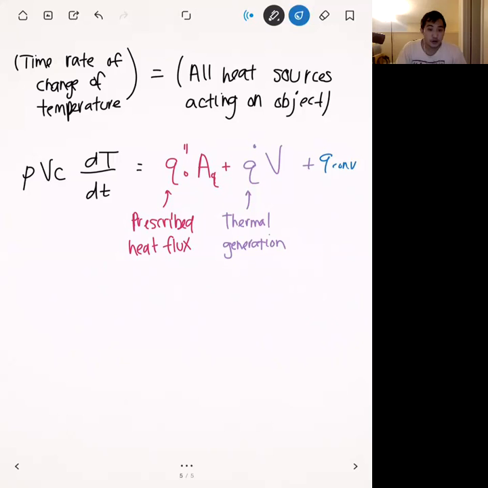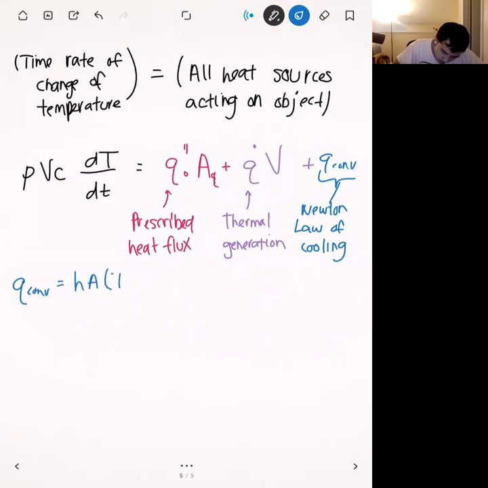For Q convection, we're going to use Newton's law of cooling. Newton's law of cooling, if you remember, is the following: Q convection is equal to h times A times (T minus T infinity). We can just go ahead and plug that right into our general lump capacitance formula.